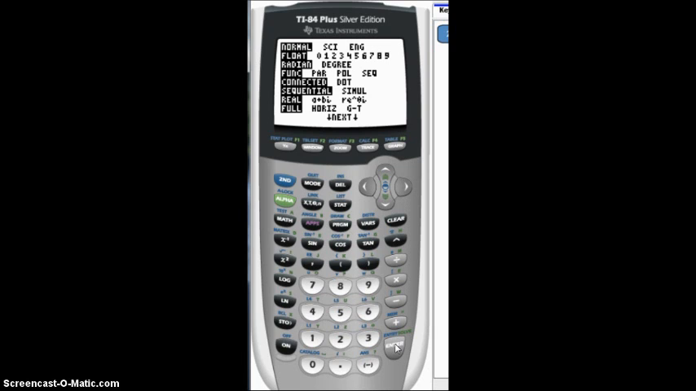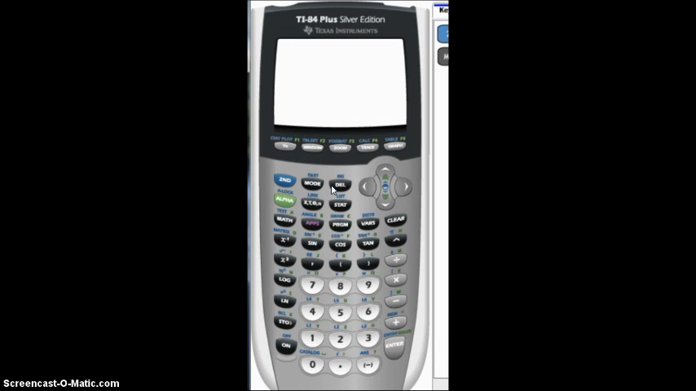I'm going to go ahead and put it on degrees, and we need to talk about doing secant and cosine. If you look here on your screen, we've got sine, cosine, and tangent. There is no secant, cosecant, or cotangent function. So we're going to have to get creative.